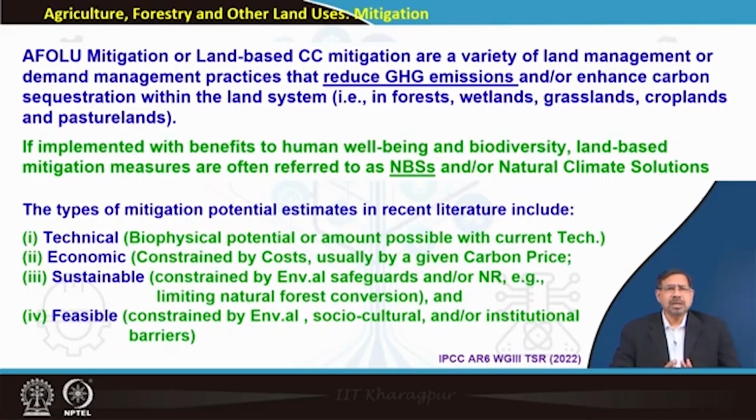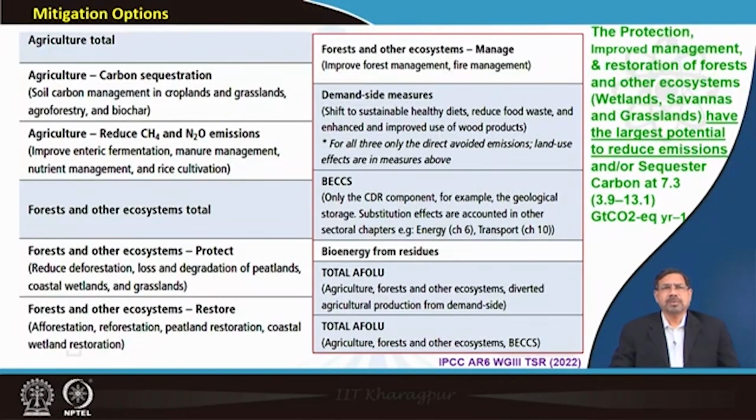So, technical, economic, sustainable and feasible, these are the 4 types of mitigation potential that have been given by the recent literature. Let us have a look at the different mitigation options, though we have been continuing with this discussion only. Though as I mentioned, agriculture.